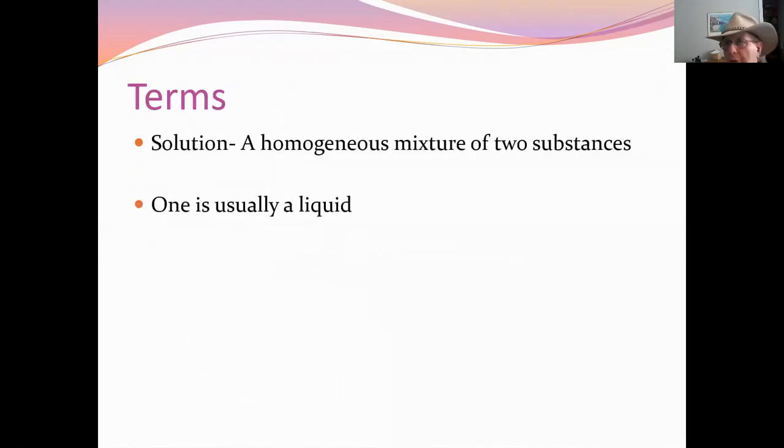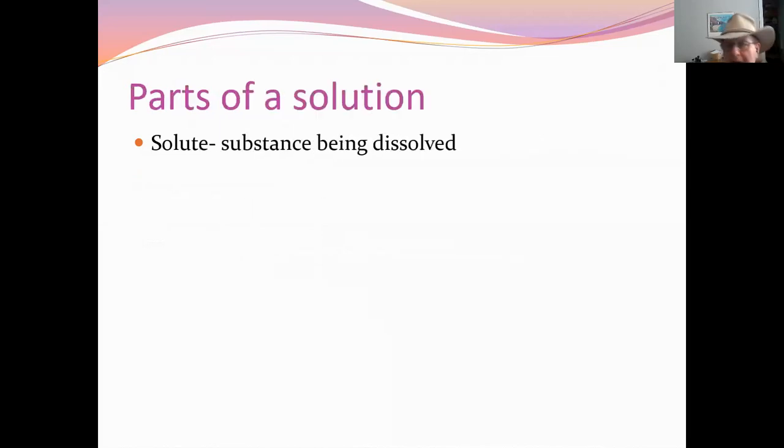Okay, basically a solution is just a homogeneous mixture. Usually when we think of solutions, we think one of them is going to be a liquid, and generally speaking, the other one's going to be a solid.